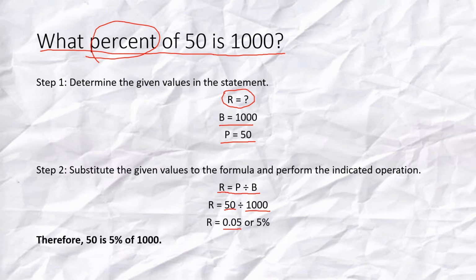Change this into a percent by moving the decimal point to the right twice, so 1, 2, and then put the percent sign or percent symbol at the end of the number. So we now have 5%. So therefore 50 is 5% of 1,000.